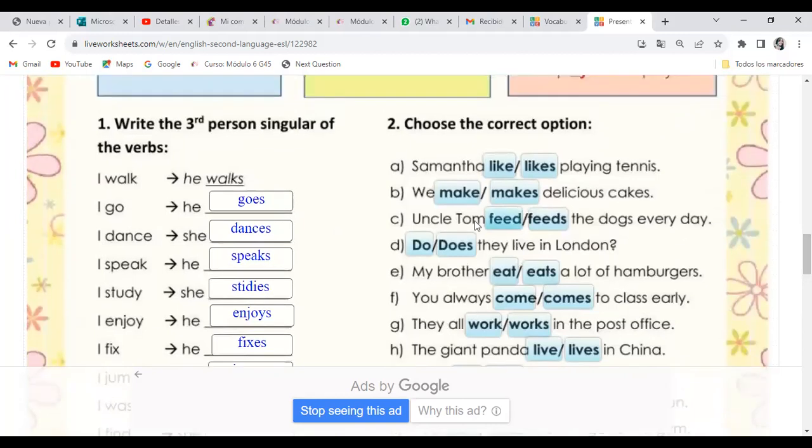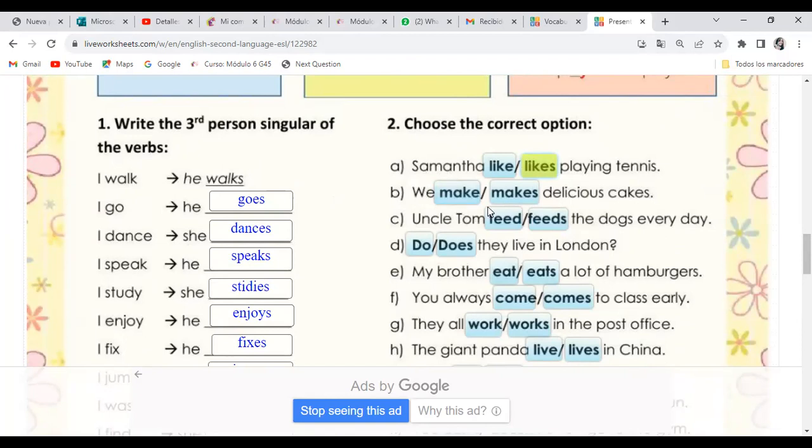Ahora vamos a ver este ejercicio. Samantha like o Samantha likes playing tennis. Who would like to tell me? Samantha like o Samantha likes playing tennis? Anybody? Any volunteers? Likes, yes, very good, because we are using the third person of singular, in this case, Samantha.